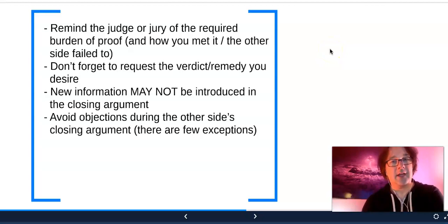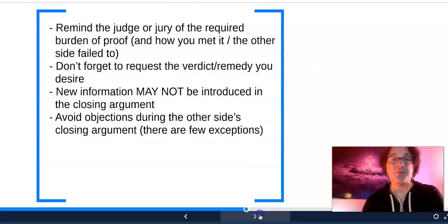This is also not a time for objections. So you want to avoid objections during the other side's closing arguments. There are a few exceptions, such as somebody trying to introduce new testimony or new evidence or new facts that were not previously mentioned, that you could certainly object to.